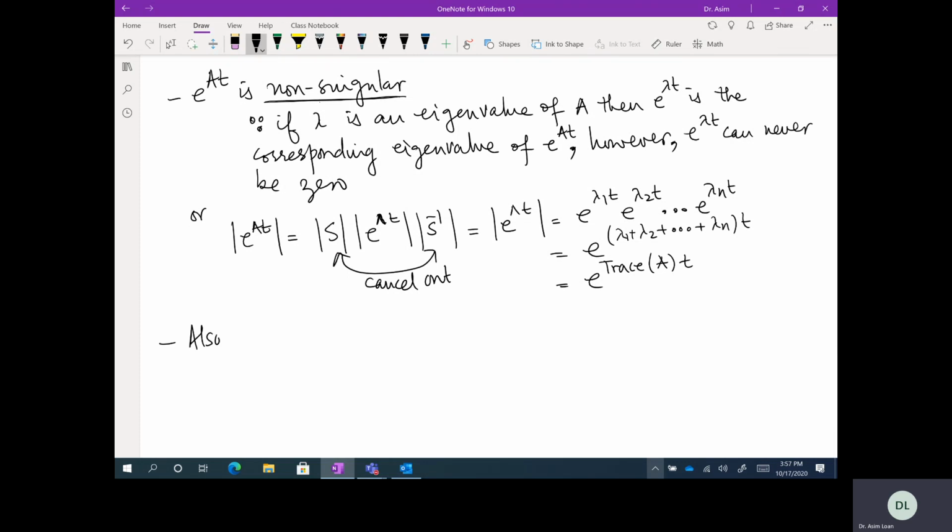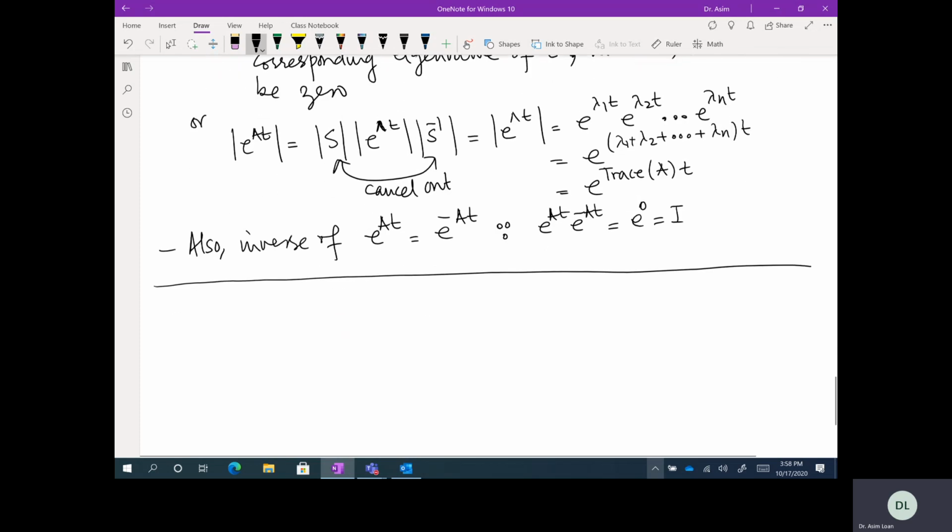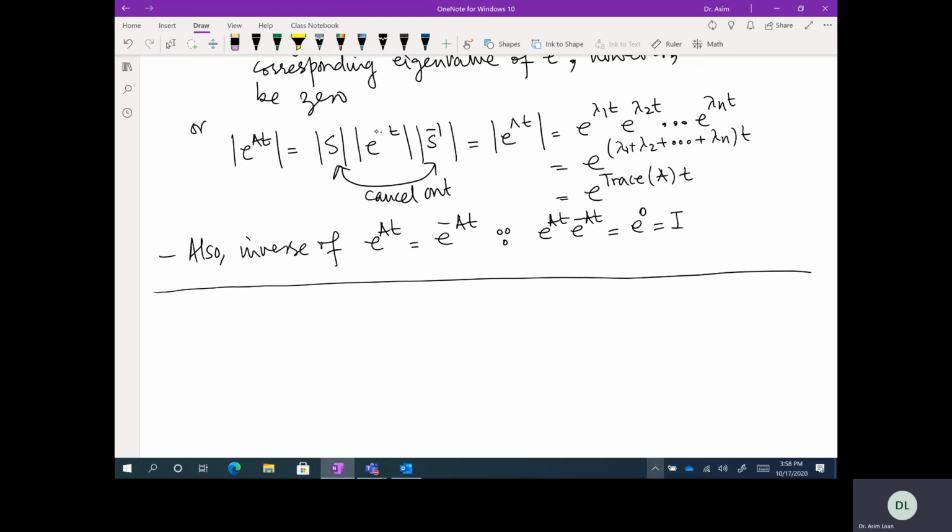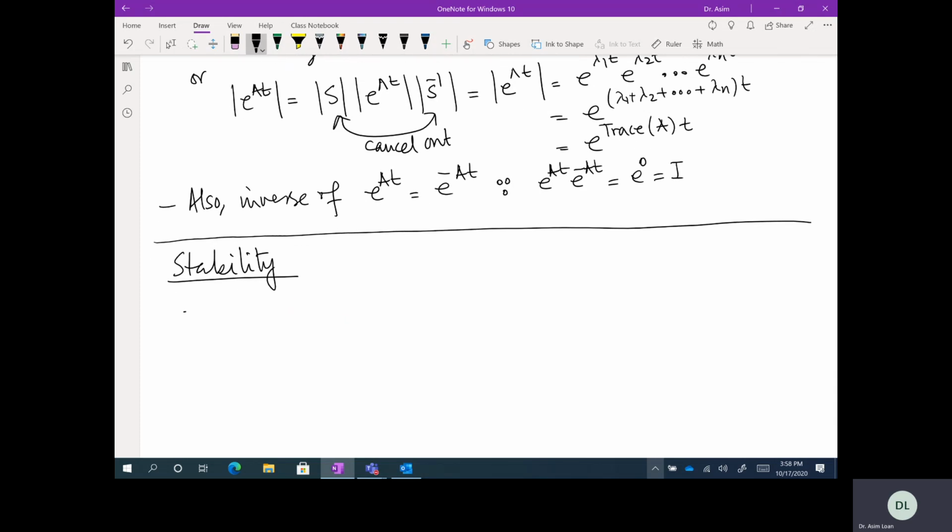Also, the inverse of e^(At) is equal to e^(-At), because e^(At) times e^(-At) is equal to e^0, which is equal to I. What about the stability? So stability follows closely the stability results of the difference equation solution, and I'll just write them. So eigenvalues decide how u(t) behaves as t tends to infinity.